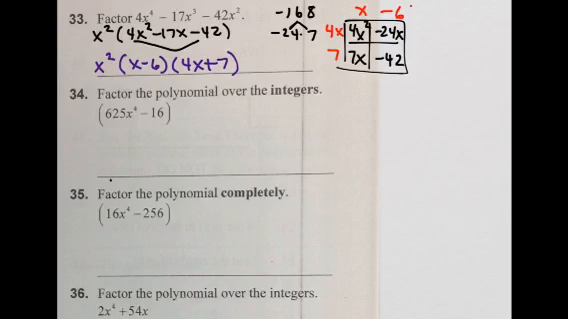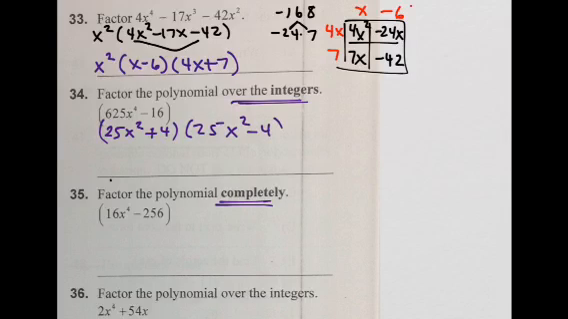So number 34, 35, notice how they look very similar, but the key phrase here is over the integers, and here completely. So let's see, we have two difference of squares on 34. The square root of 625 is 25. And so this would be the initial factored form, okay?